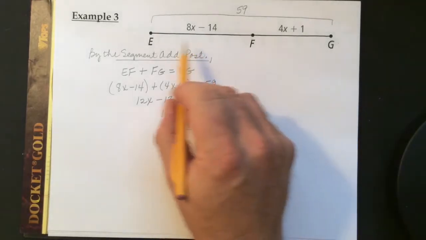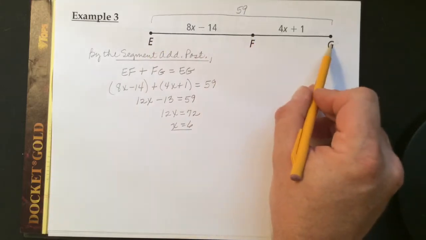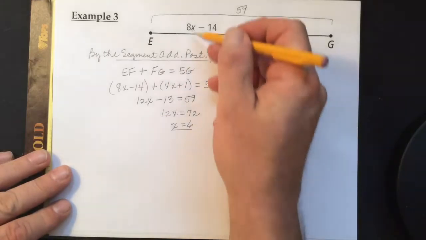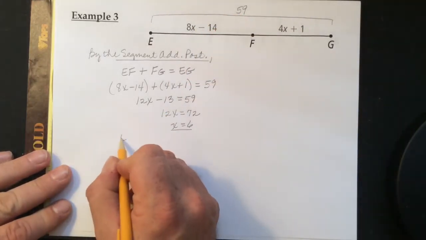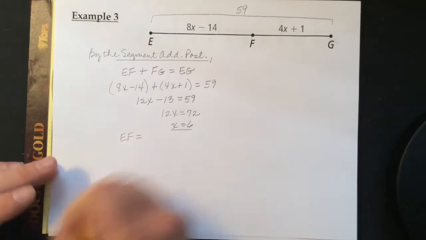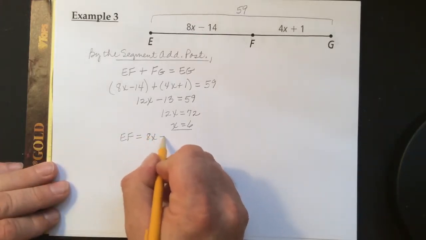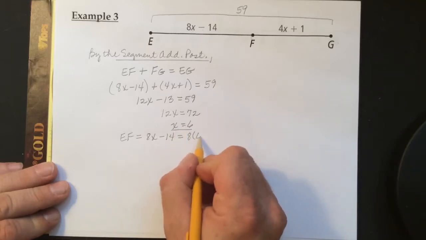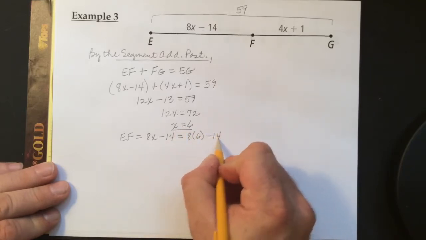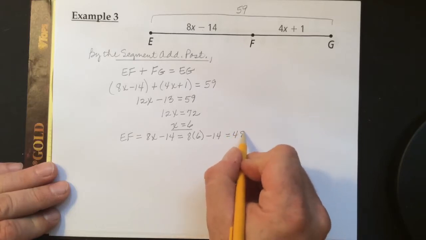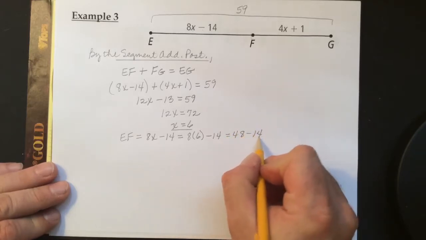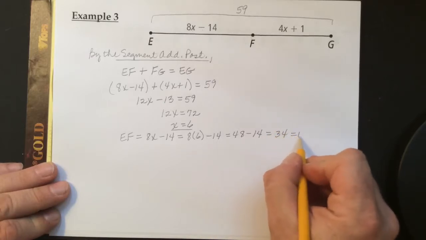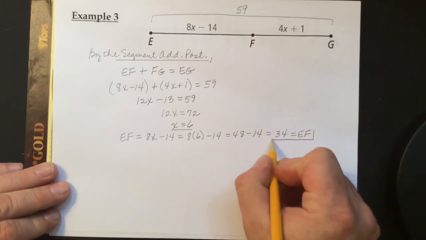Now the problem asks us to find the length of EF and the length of FG, and so now we take those algebraic expressions and substitute in the value for x. So the first one, EF, the length of EF was 8x minus 14. Substituting in x equals 6, we have 8 times 6 minus 14, which is 48 minus 14, which gives us 34. So the length of EF is 34 units long.